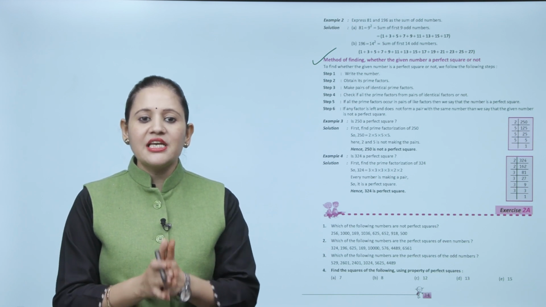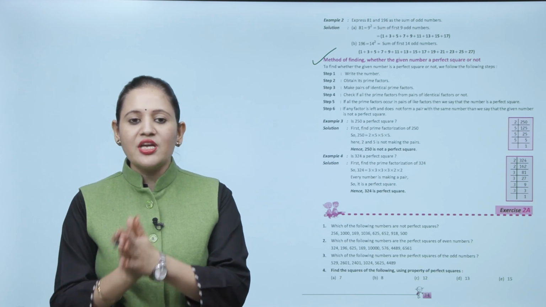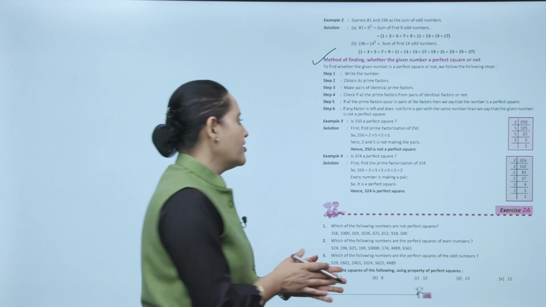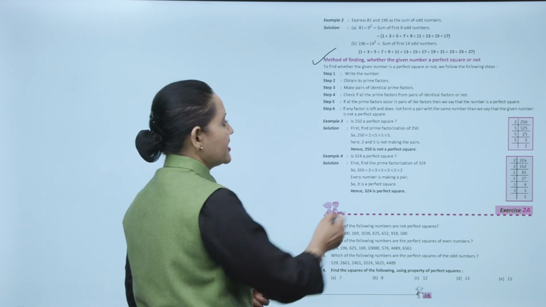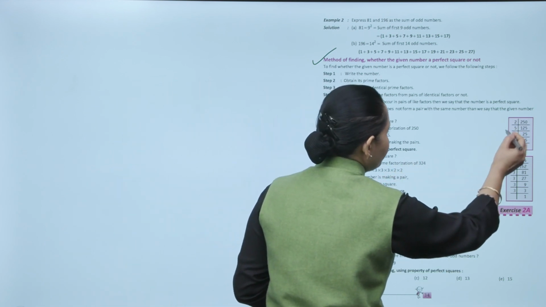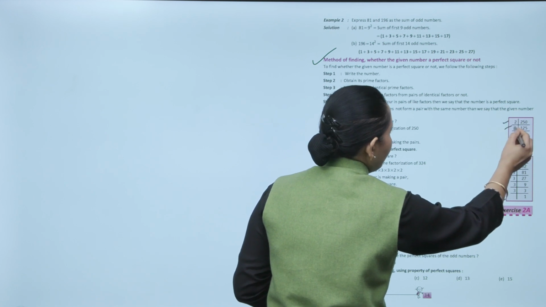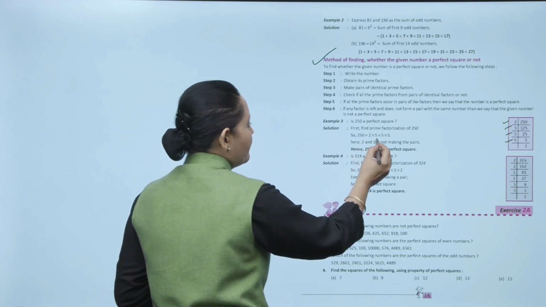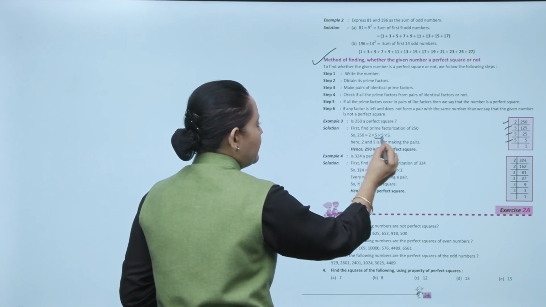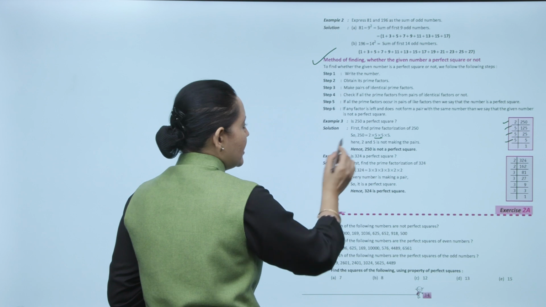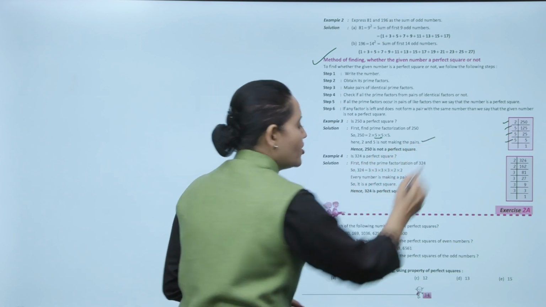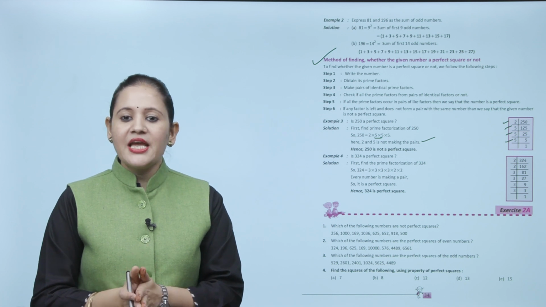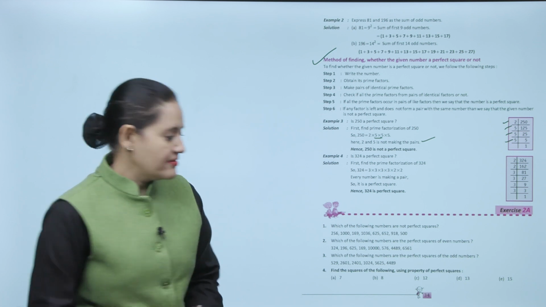We'll take an example. Is 250 a perfect square? We have to check whether 250 is a perfect square or not. For that, we'll do the prime factorization of 250. So, 2 into 5 into 5 into 5. So 5 and 5 here make a pair, but 2 and 5 are left. Here 2 and 5 are not making a pair, so this is not a perfect square number. Clear? Next, exercise 2a.